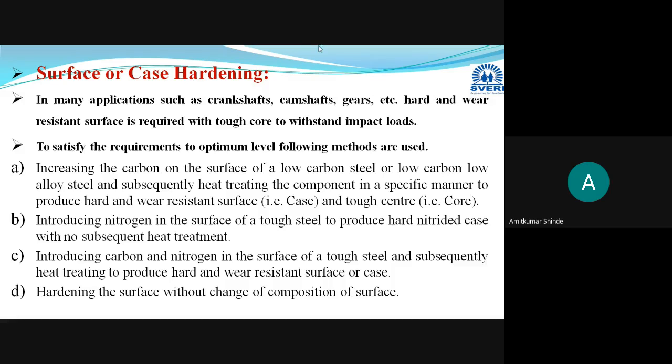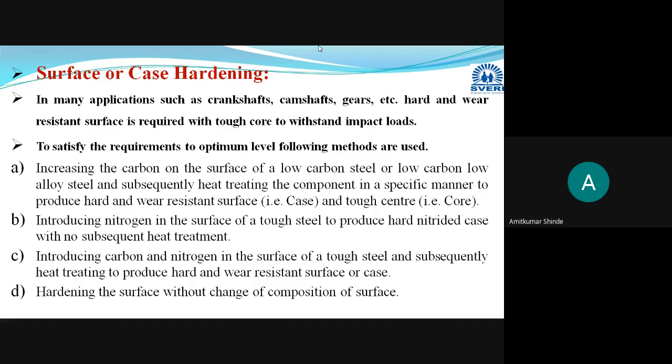You can do the surface treatment process in two ways: by changing the composition and without changing the composition. In changing the composition, there will be three subtypes. In the first type, you can increase the amount of carbon on the surface, and that steel material will be followed by one more heat treatment process, or subsequent heat treatment processes, that we will discuss in brief in the different types of the surface hardening processes.